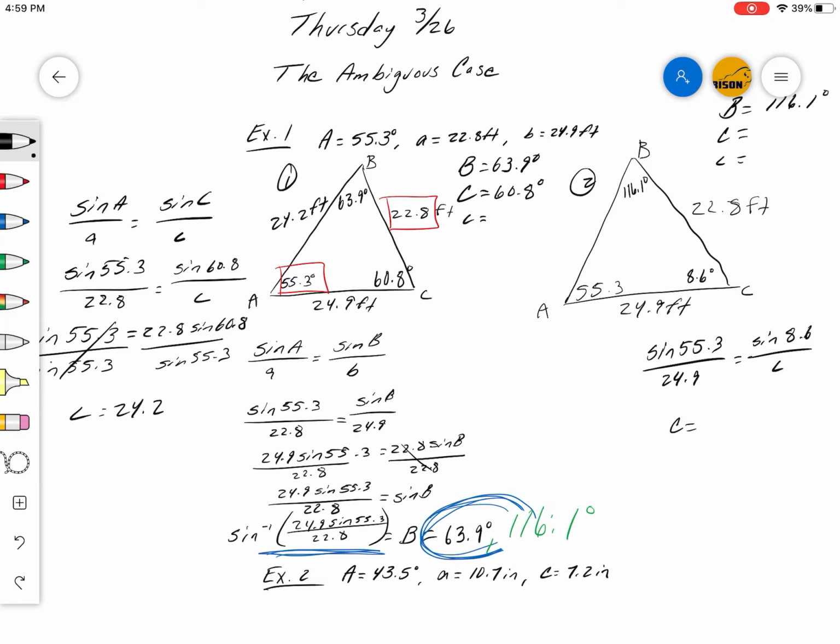So after I cross multiply and solve for C, C should be equal to 24.9 sine of 8.6 over sine of 55.3. I'm going to type that in real quick. All right, so 4.52. So I'm going to go 4.5. All right, so I forgot to put this stuff in my list. So 8.6 degrees, 4.5 feet, and this side C over here was also 24.2 feet.